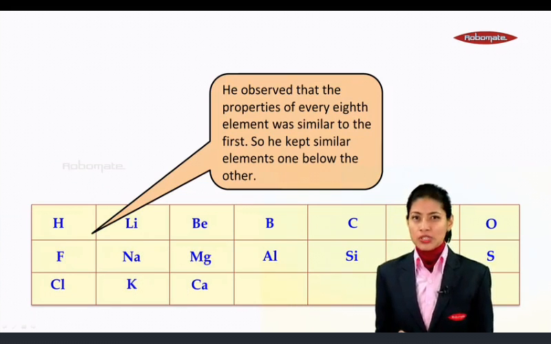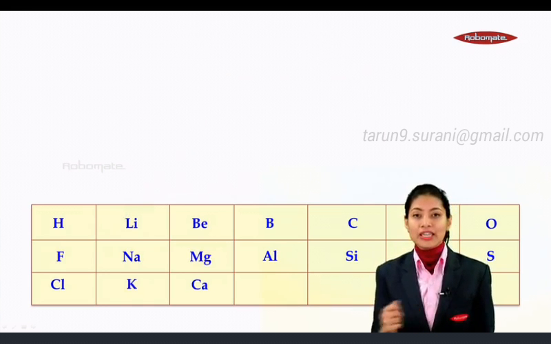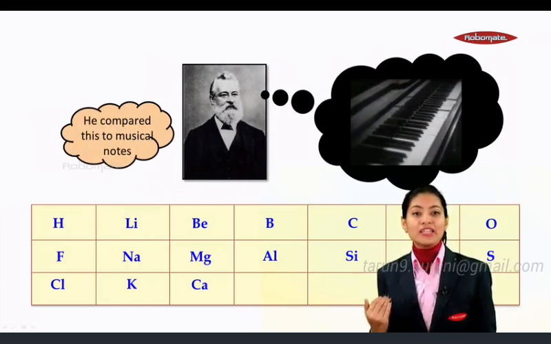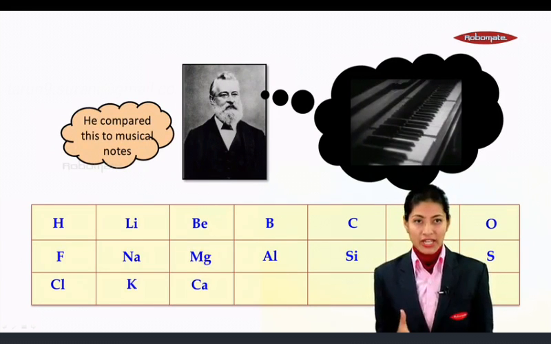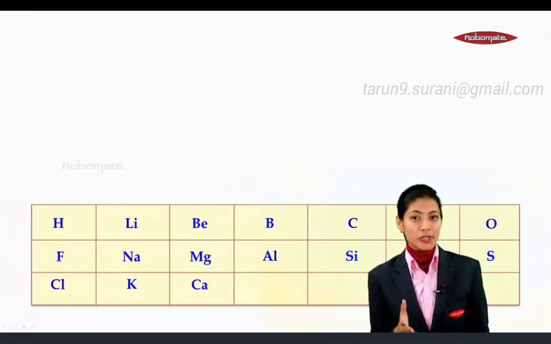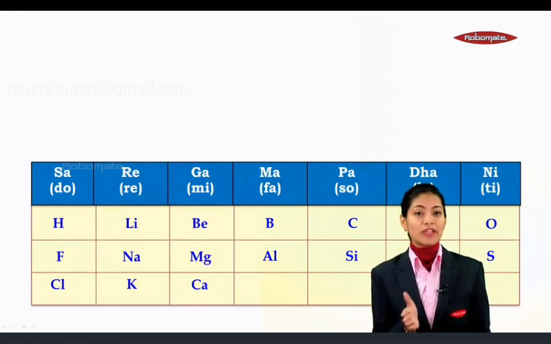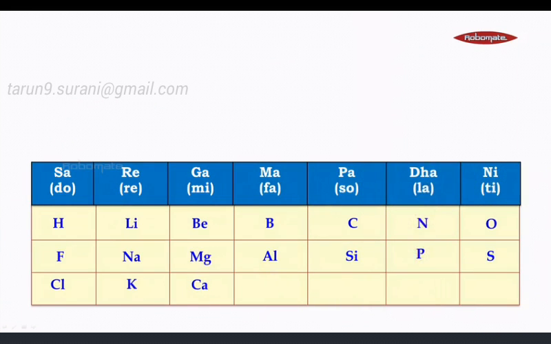But did you know that Newland was also a music fanatic? And he found music in his elements. He compared his elements to musical notes, wherein if we go as per Western musical notes, we find 7 notes, but with repetition, it comes to 8 notes. For example, do, re, mi, fa, sol, la, ti, do. Likewise, in Indian classical music, we go sa, re, ga, ma, pa, dha, ni, sa. So we started from sa, which is the first note, and we ended at sa, which is the 8th note.